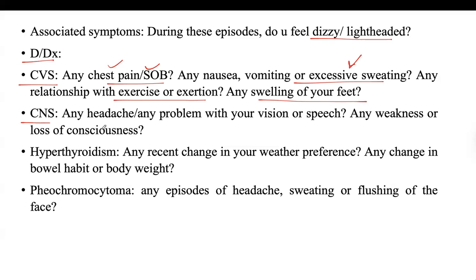Then we have CNS. So quickly ask some of the CNS questions. Any headache, any problem with your vision or speech, any weakness or loss of consciousness.